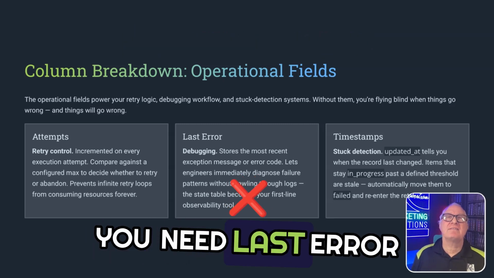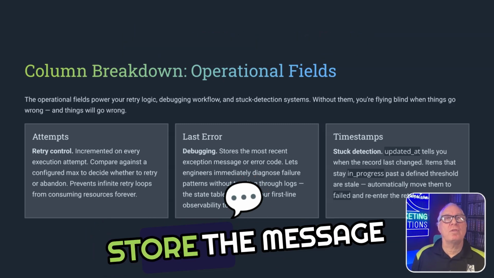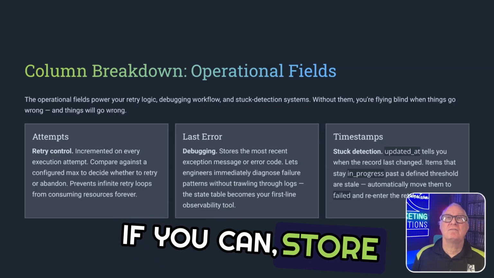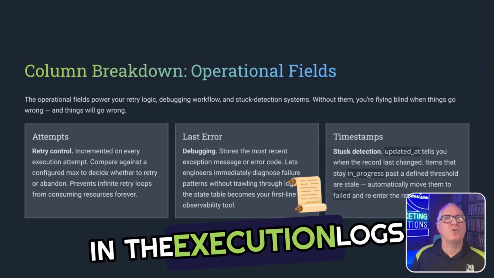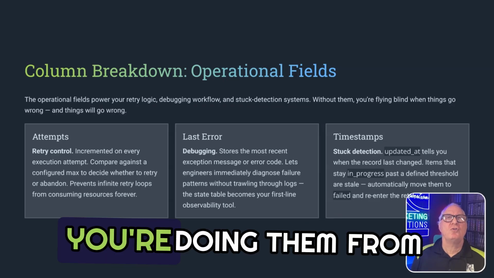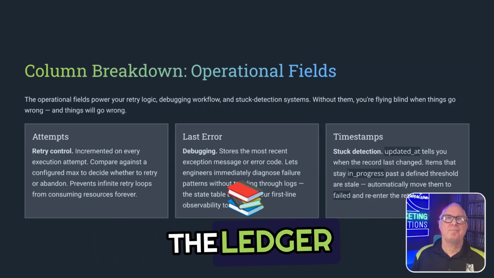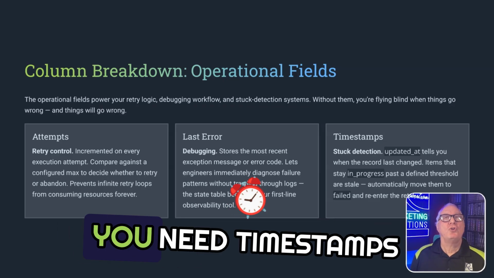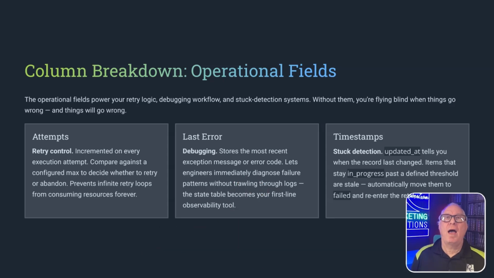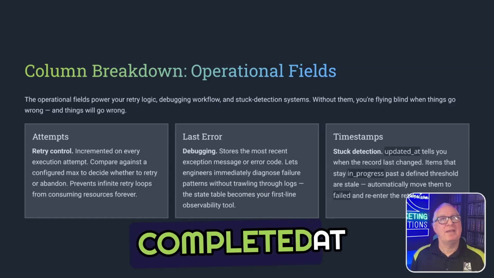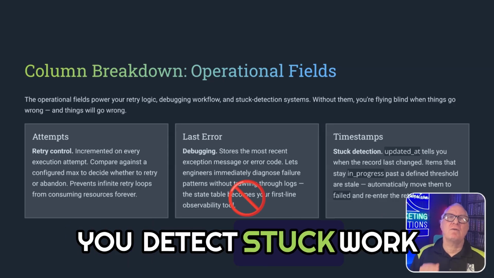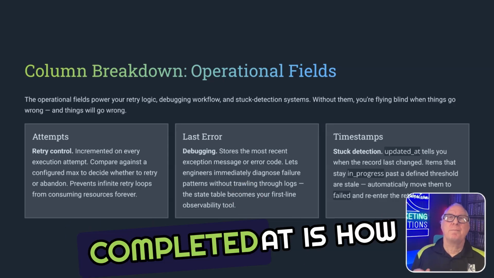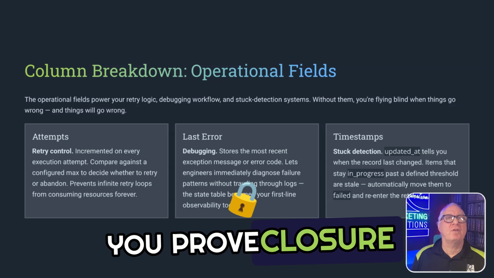You need last error. Store the message. If you can, store a code. You're not doing postmortems in the execution logs. You're doing them from the ledger. You need timestamps: updated at, completed at. Updated at is how you detect stuck work. Completed at is how you prove closure.